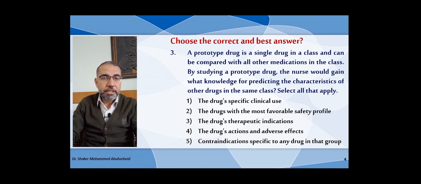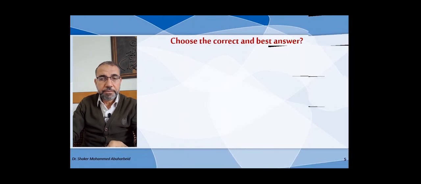شوف الإجابات الصحيحة اللي حتكون معانا. إذن option number one بهمني البروتوتايب عشان نعرف the drug's specific clinical use للother drugs. أيضا third option, the drug's therapeutic indications. والfourth option, the drug's action and adverse effects. هذه هي الكوريكت answers لهذا الكويستشن. نشوف الكويستشن بعدين.